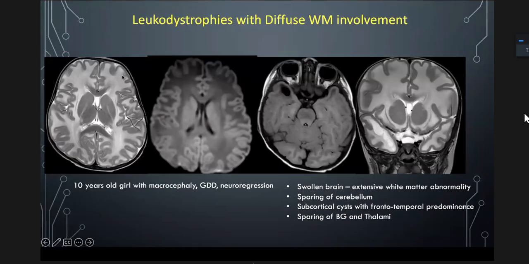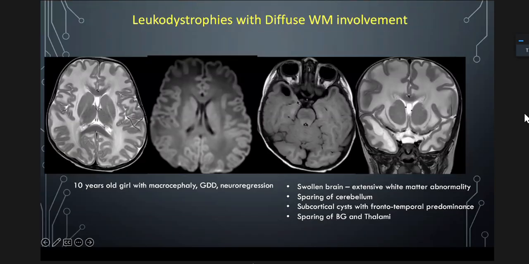Now, again, there is diffuse white matter involvement. Now, this child has macrocephaly. So, this is a very important clue to diagnose this leukodystrophy. Here, the white matter is swollen. There is, again, diffuse involvement of the white matter. The posterior limb of internal capsule is involved. The gray matter is not involved, and there are these cystic changes.